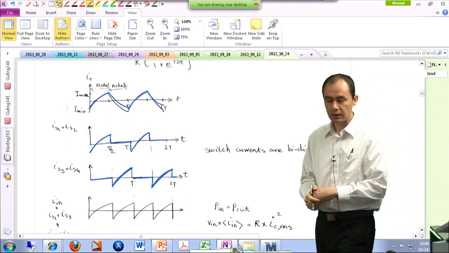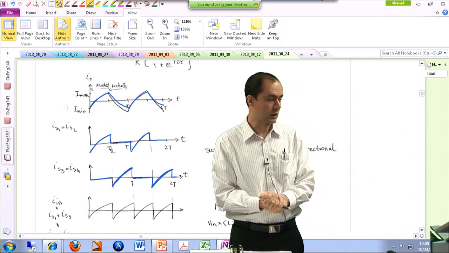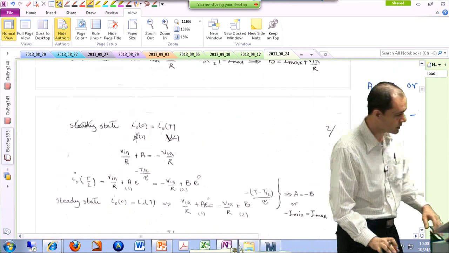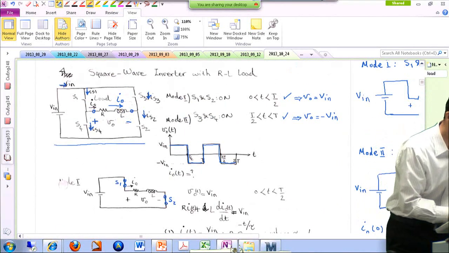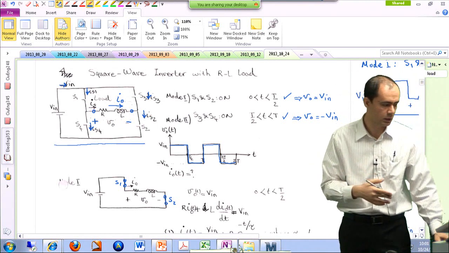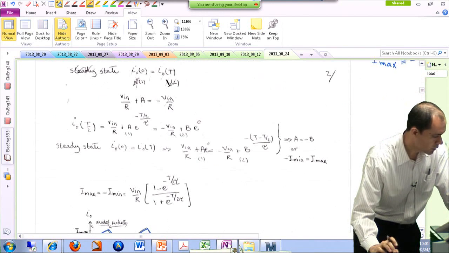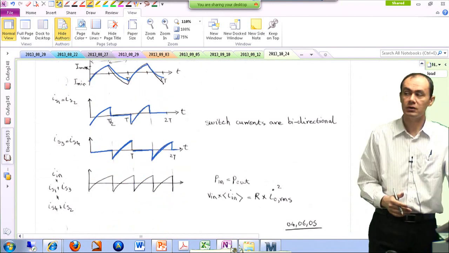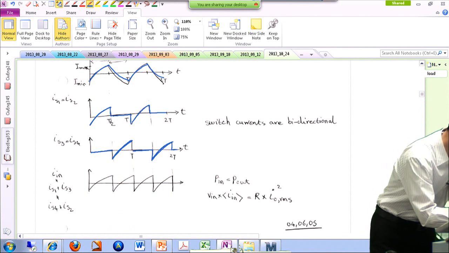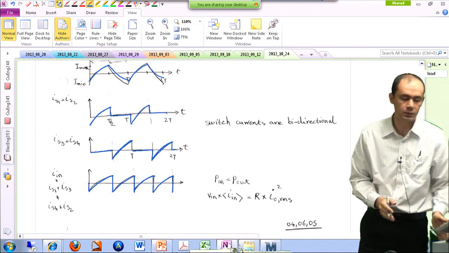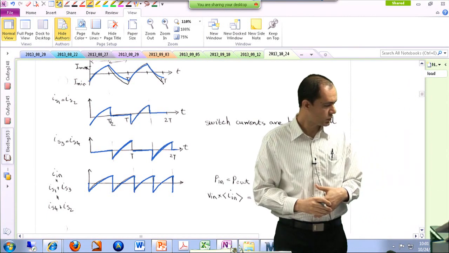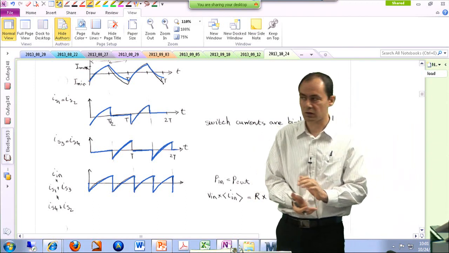All right. Now that I have the switch currents, I can look at the source current, because if you look at the source current over here, the input current is IS1 plus IS3, or it is IS4 plus IS2. So all I have to do is just add up these two waveforms with each other, and then that's my actual input current. So it's going to look like this. All right, something like that. So this is our input current. As you can see, the input current is sometimes positive, sometimes negative.